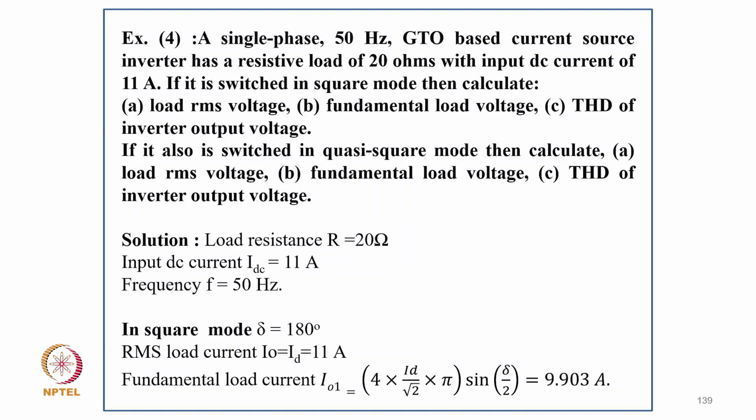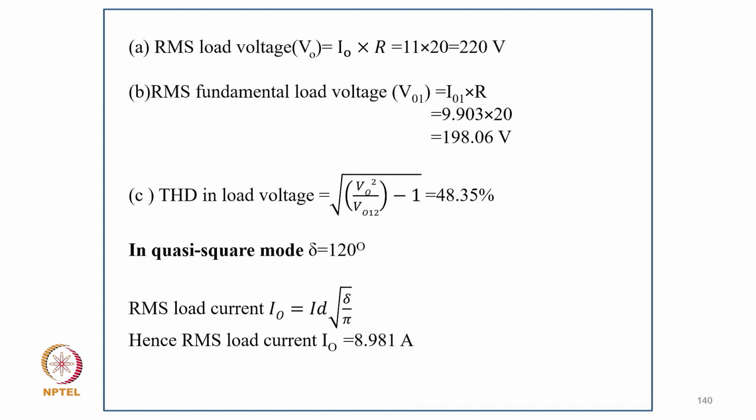So, solution: load resistance is 20 ohm, input DC link current is 11 ampere, and frequency 50 Hz. In square wave mode, delta equals 180. The RMS load current is I0 equal to ID equal to 11, and the fundamental is IO1 equal to 4 ID upon root 2 pi sin delta by 2, which comes to 9.903 ampere. The RMS load voltage is I0 R, that comes to 220 volt. The RMS fundamental voltage VO1 is IO1 into R, that comes to 198.06 volt. And the THD in load voltage is root of (V upon VO1) squared minus 1, that comes to 48.35%.